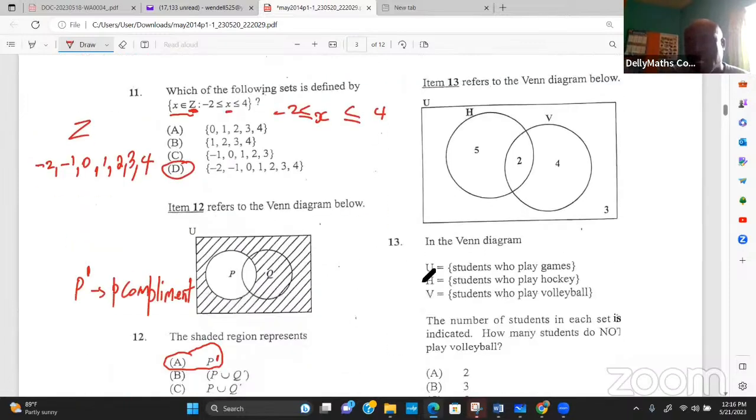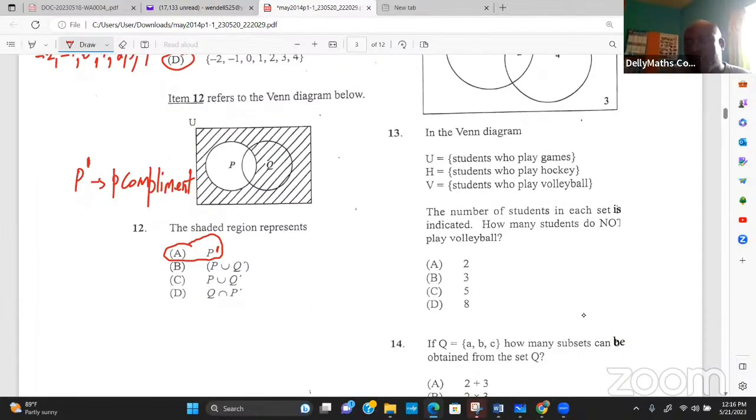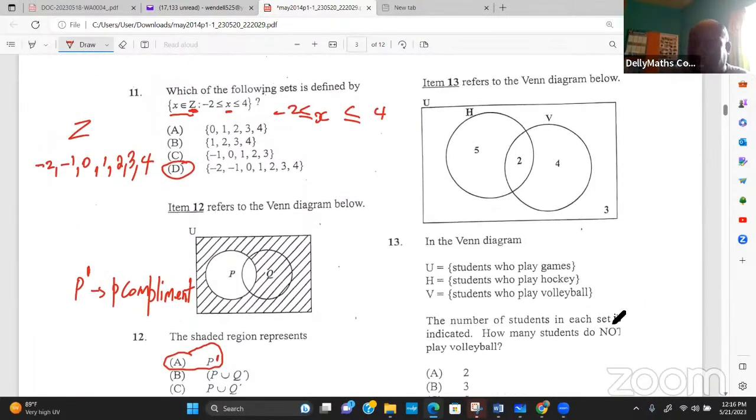Let's go to question 13. Question 13 says that item 13 refers to the Venn diagram below. In the diagram below, U is students who play games, H is students who play hockey, V is students who play volleyball. It says the number of students in each set is indicated. How many students do not play volleyball?